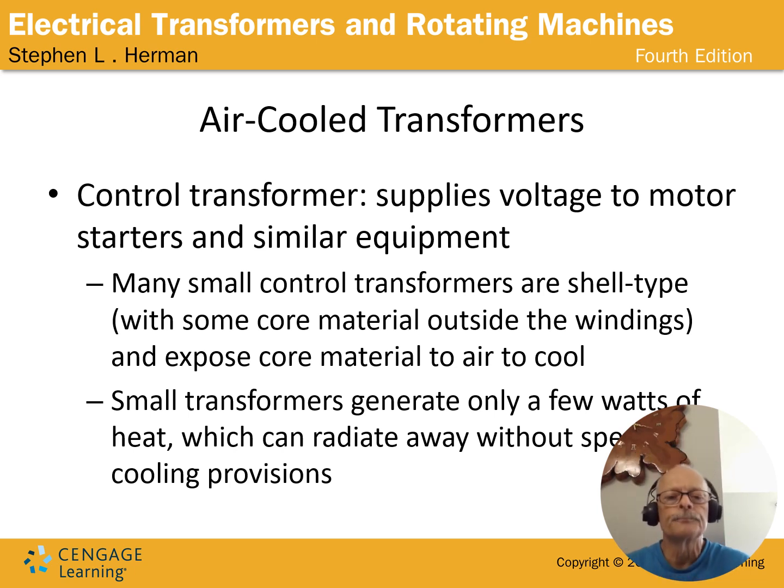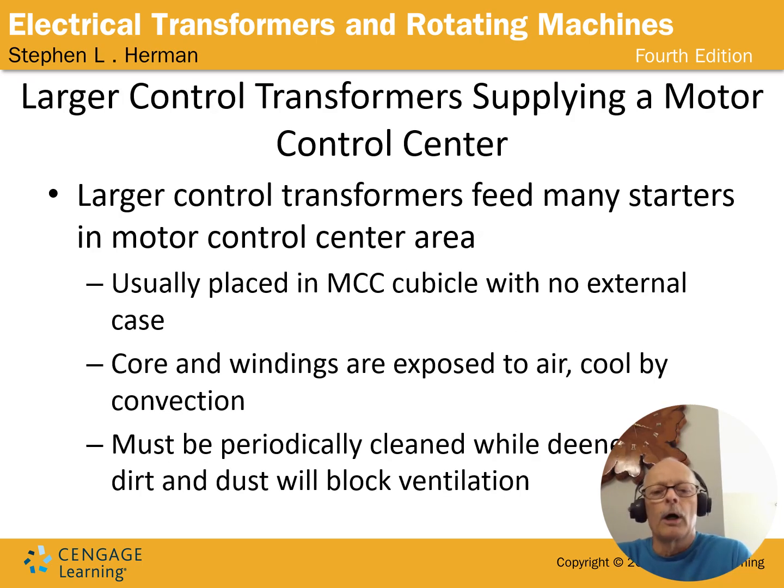These control transformer types, for example, supply voltages to a motor, to motor starters, to similar equipment. Some of them are shell type, with some of the core material built around them, not in a box, but in a frame around the windings. Small transformers generally dissipate just a few watts, and so they don't create a lot of heat.